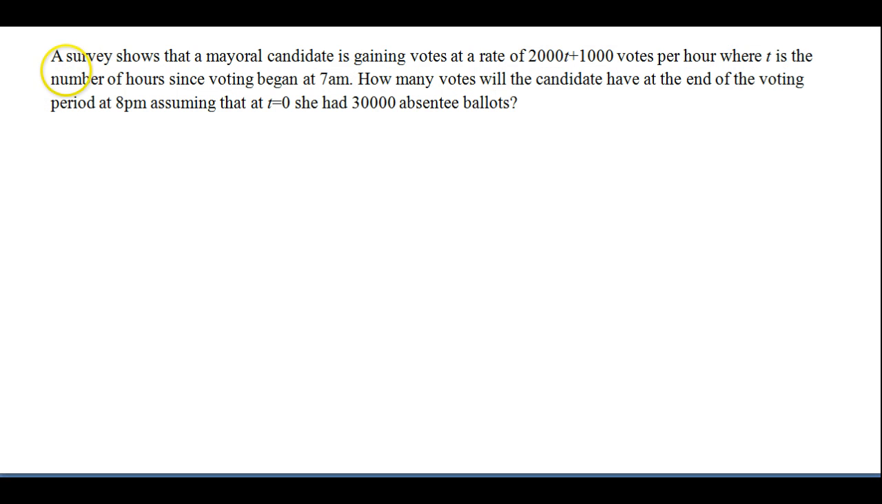Alright, let's take a look at another example. A survey shows that a mayoral candidate is gaining votes at a rate of 2,000 t plus 1,000 votes per hour, where t is the number of hours since voting began at 7 a.m. How many votes will the candidate have at the end of the voting period at 8 p.m., assuming that at time t equals 0, she had 30,000 absentee ballots?